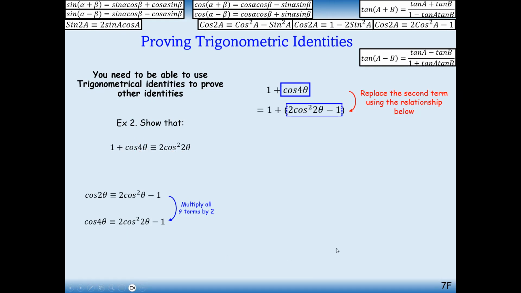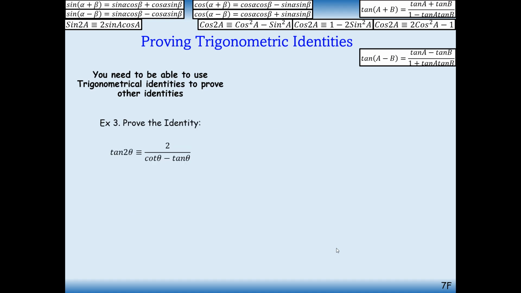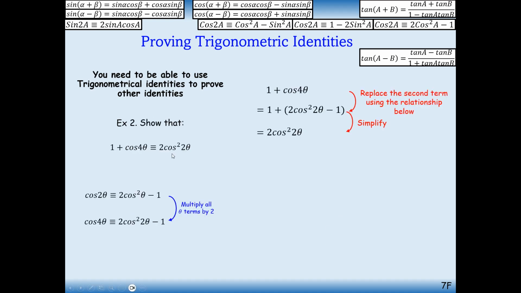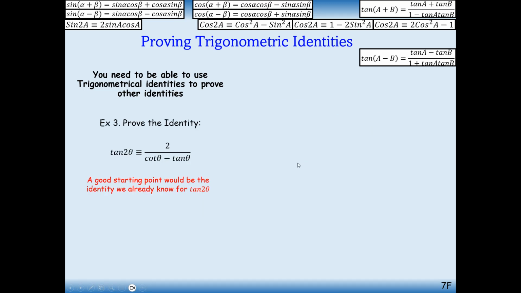When we substitute that here and add, the 1 and the minus 1 will simply cancel away. Okay, so we had what we had, the expression was given to us on the right hand side. Okay, so let's look at the next example.